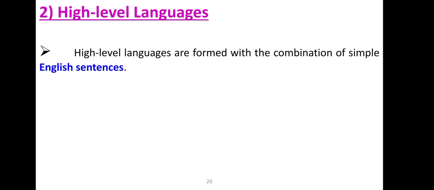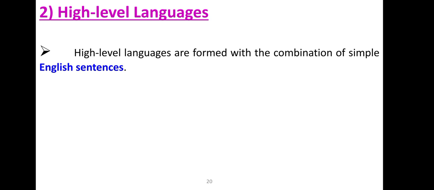And the second part is high level language. What is high level language? High level language is generally useful for programmers or users. What are the things required for communication with the system? All these instructions will be available in the form of English statements, simple English words, so we are going to form phrases, structures, and sentences. So high level languages are formed with a combination of simple English sentences.